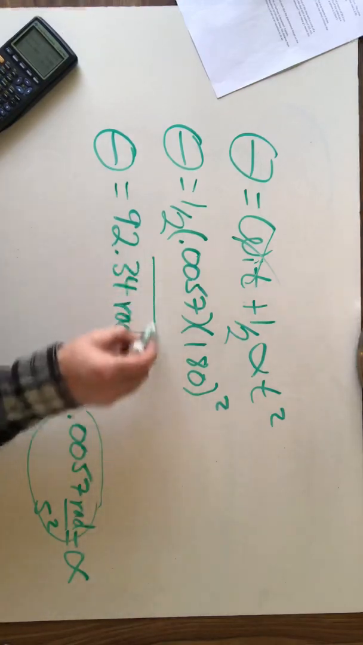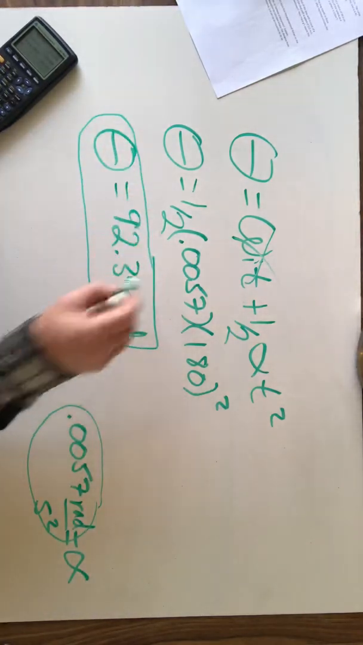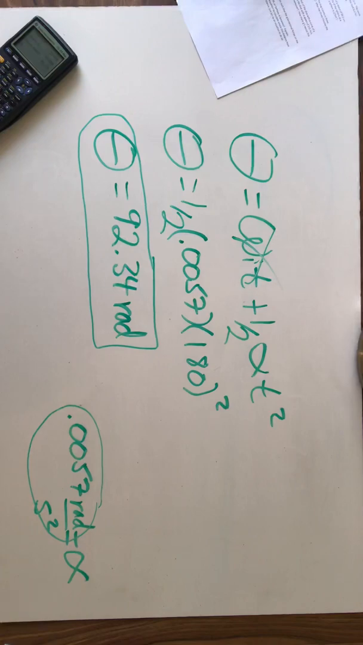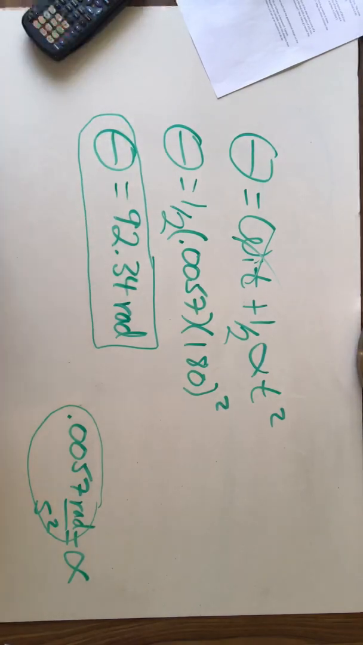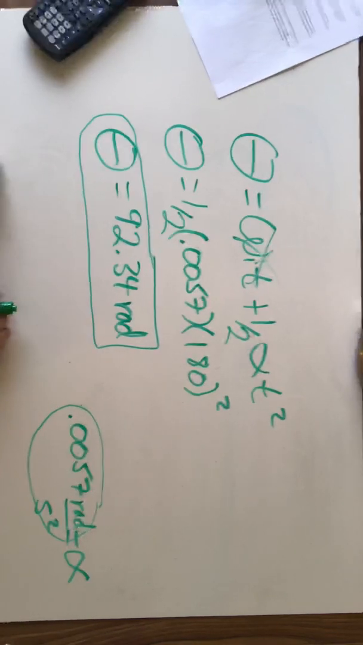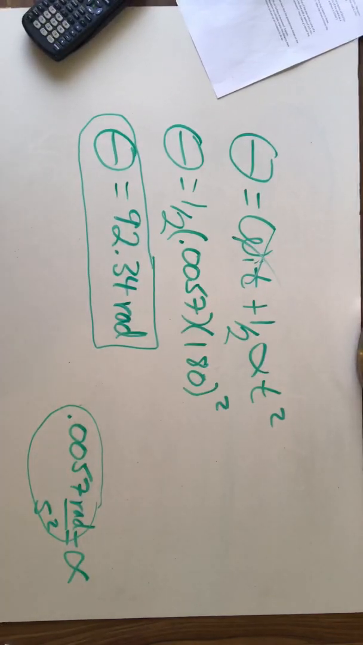Seconds cancel. Radians. Now you might be saying to yourself, I have no idea how far that is. If I told you that the bug went 92 meters, then you have an idea. 92 meters is about the length of a football field. If I said 92 feet, you get that. 92 radians, I don't get it. Well, how am I supposed to know how far it goes?